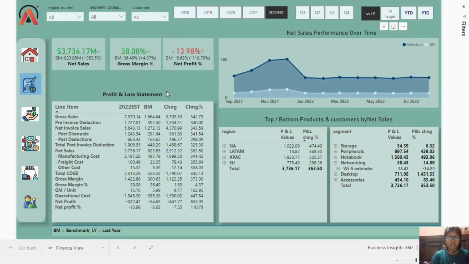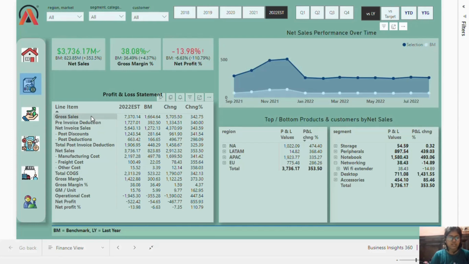Now let's move to the profit and loss statement. It is very important for the finance department as it gives a detailed overview of the financial performance of the company, and on that basis it takes major decisions and also allocates its resources. So let me quickly explain the profit and loss statement.